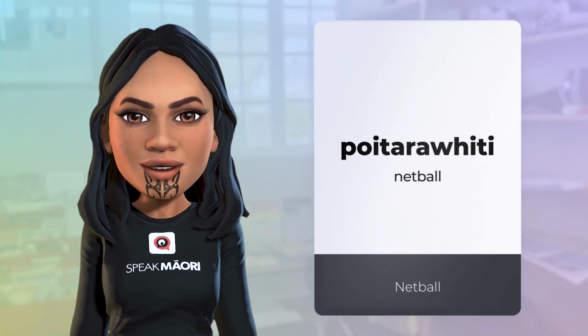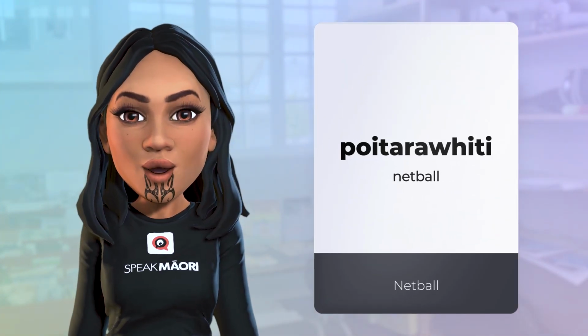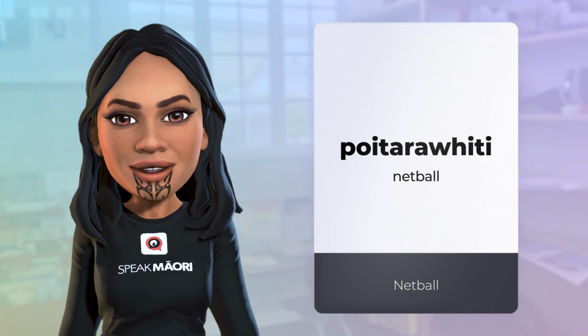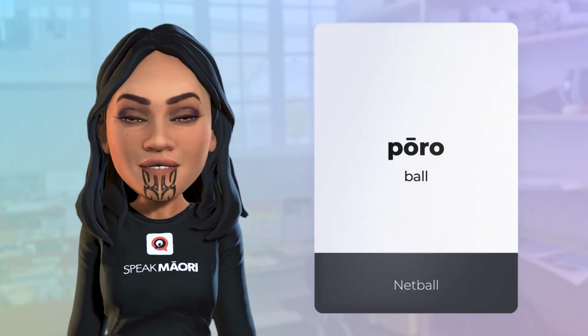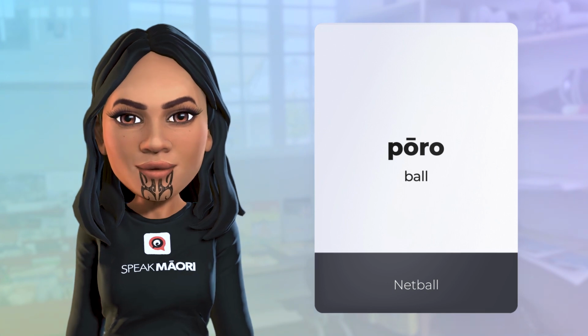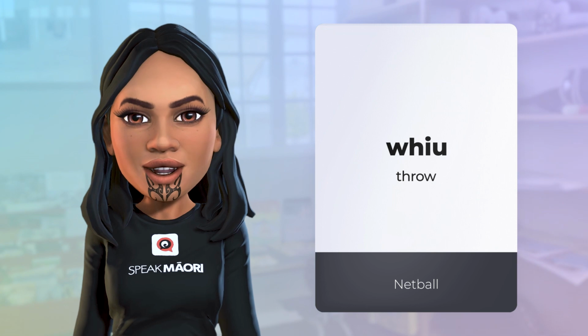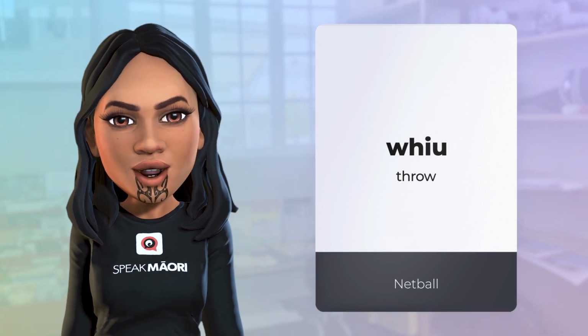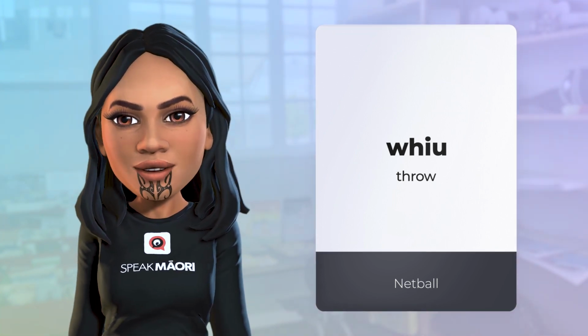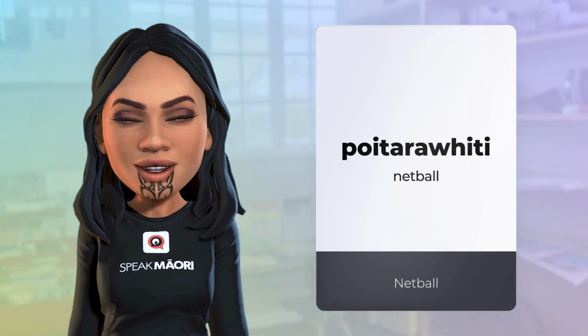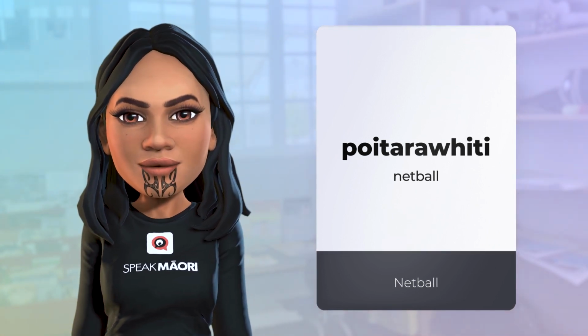Today we are going to learn some basic netball terms in te reo Māori. Netball is known as poi tarawhiti. The first term is poro or ball. Whiu means throw. This is when you throw the poro or ball. This is one of the first things you learn in poi tarawhiti or netball.